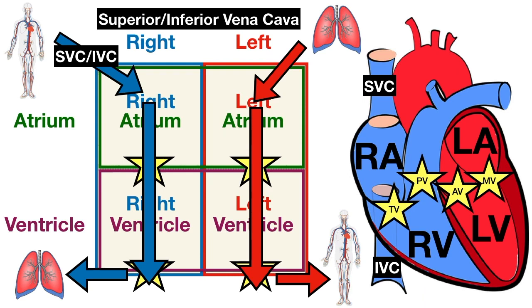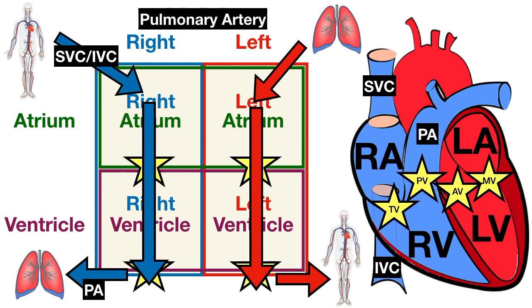And then the superior vena cava is obviously going to be located superiorly. It carries deoxygenated blood from the upper body to the right side of the heart. The inferior vena cava is located inferiorly, and it carries deoxygenated blood from the lower body to the right side of the heart.